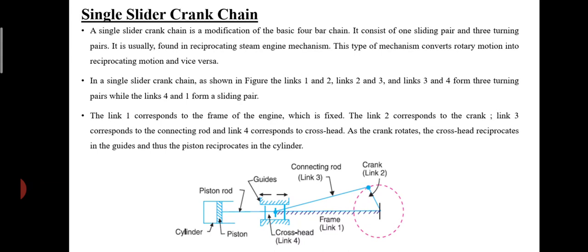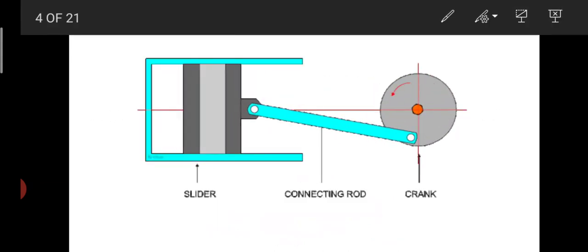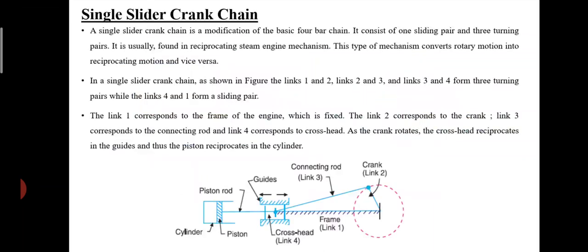Since in the 4-bar chain there are 4 turning pairs, in the single slider crank chain we are replacing one with a sliding pair. So here it consists of one sliding pair and 3 turning pairs. In the single slider crank chain, as shown in the figure, links 1 and 2, links 2 and 3, links 3 and 4 form 3 turning pairs.